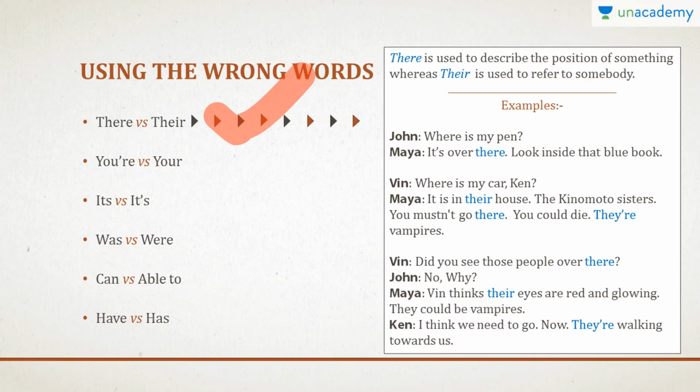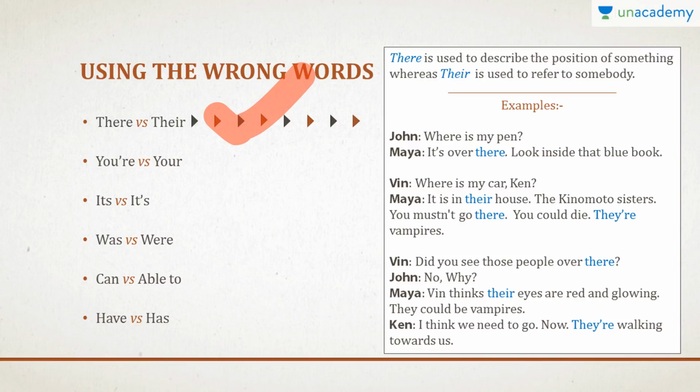Another example would be, here Vin is asking, Did you see those people over there? Here he's pointing to the place where the people are standing. So John says, no, why? And then Maya says, Vin thinks their eyes are red and glowing. They could be vampires. Here she's pointing to the vampires. Hence she's using THEIR. And whenever you want to describe somebody, you always use THEIR.